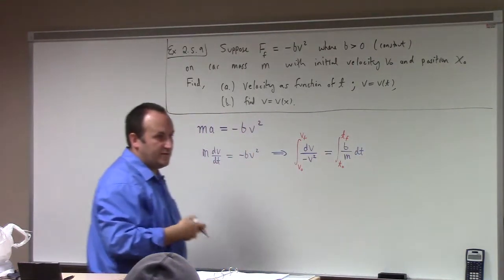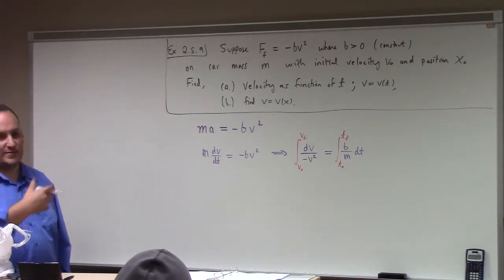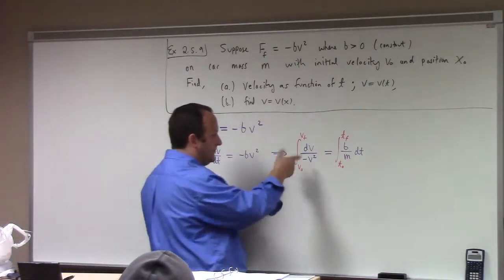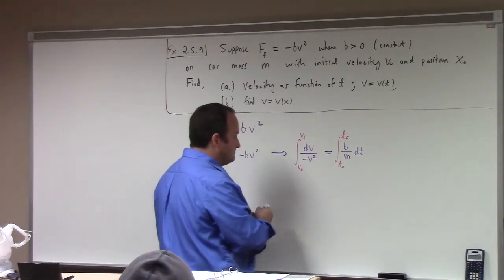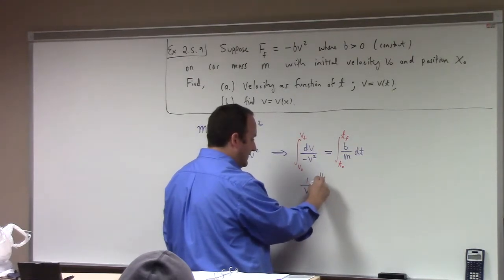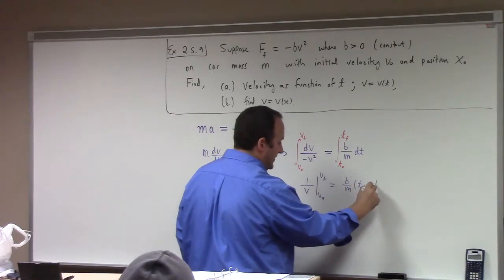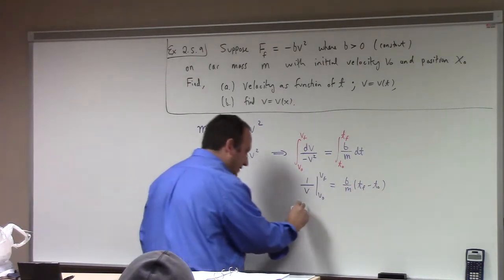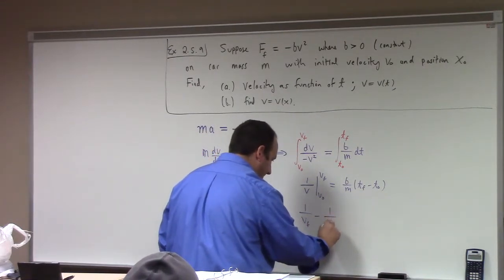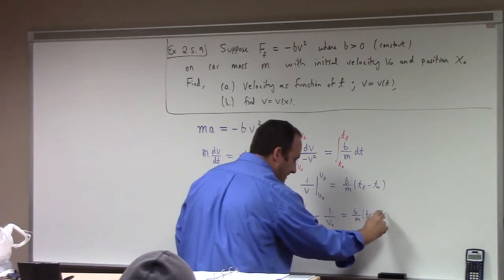In other words, integrate from the initial to the final time, integrate from the initial to the final velocity. The U substitution says we have to match the bounds like this. That's what the theorem of calculus says. And then what's the antiderivative of minus 1 over v squared? Just 1 over v. So evaluated from v naught to vf is equal to b over m times the change in t, tf minus t naught. So in short, we have 1 over vf minus 1 over v naught is equal to b over m times tf minus t naught.